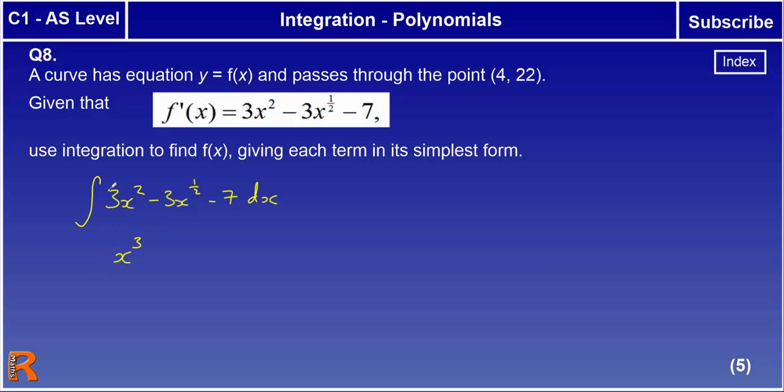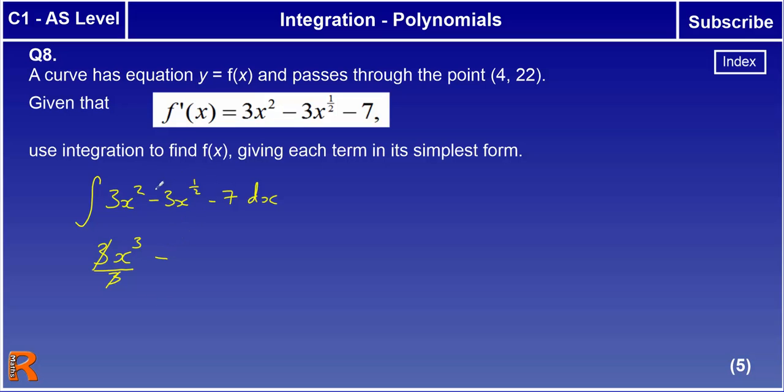But if we just want a technique that works every time and not have to think about it, if we just put the 3x squared, we've changed it to 3x cubed, whatever this power is here, we need to divide by that power. That gives us the coefficient, and because 3 divided by 3 is 1, they cancel to just leave you x cubed. That's why we just have an x cubed.